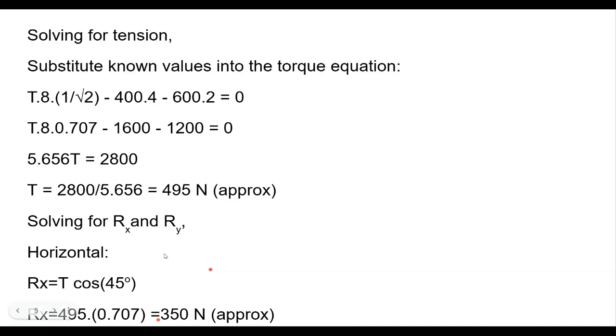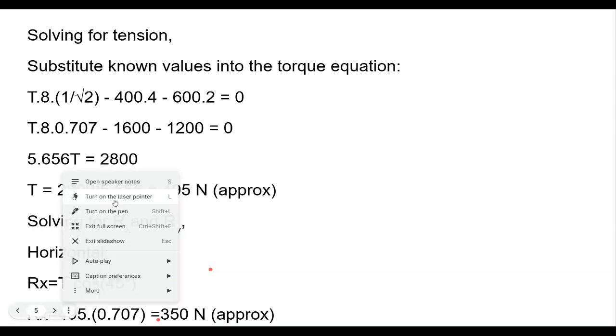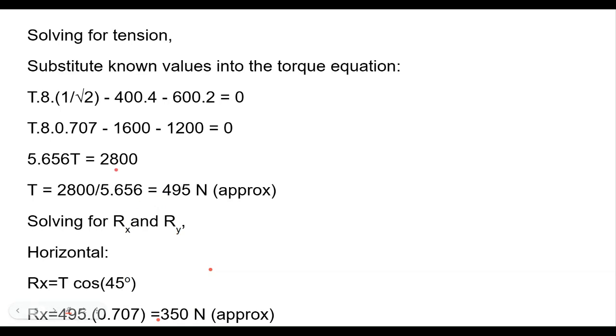Now we have to solve for the tension. Since we know the values, we are just substituting the values into the torque equation. So we get the value as approximately 495 Newton. And with the value of tension we are getting, we have to solve for Rx and Ry. For the horizontal component we get the value approximately 350 Newton.